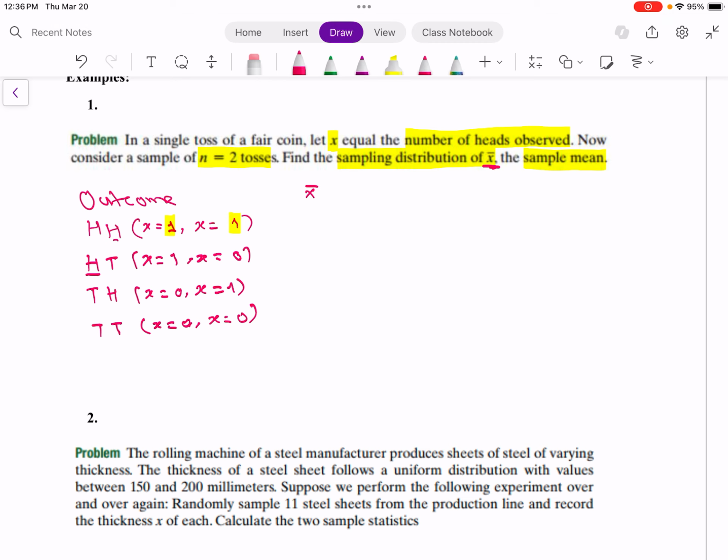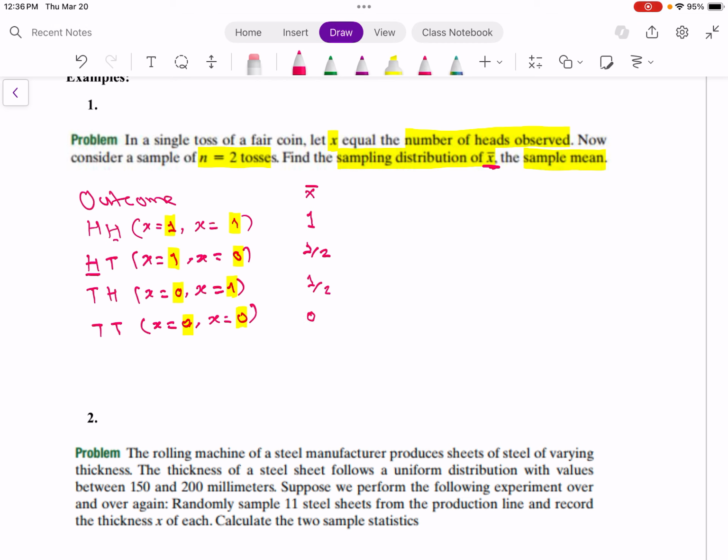So what will be X bar? It's a mean. We are finding the mean. So we have 1 and 1. What is the mean? 1 plus 1 divided by 2 is 1, right? So for the X values 1 and 0, what will be the X bar? 1 half, right? For the X values 0 and 1, you find the mean, which is 1 half. For the X values 0 and 0, we find the mean, which is 0.